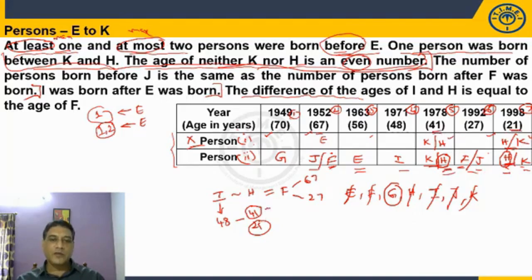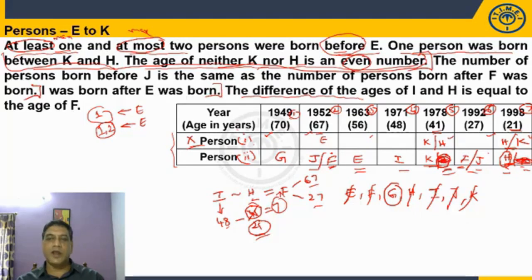If H's age is 41, the difference between these two is 7. So that should be the age of F. But F does not have the possibility of being 7 years old. So the age of H cannot be 41. It has to be 21. So the age of H has to be 21, so we have to take H here. K is removed.